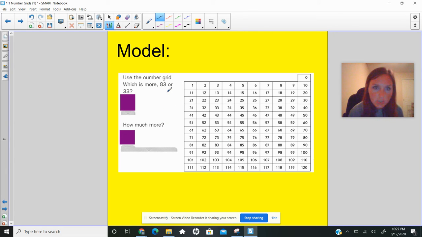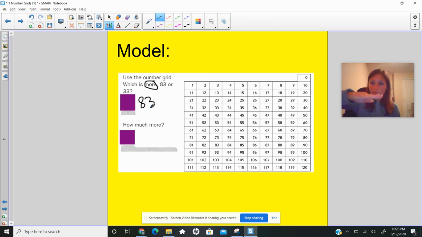It says first, which is more, 83 or 33. I know that I'd rather have $83 than $33, and it wants to know which one's more, and more means like I want more in my hand. So I know I would rather have 83 because it's more. Now, how much more? Okay, that means it wants me to subtract.